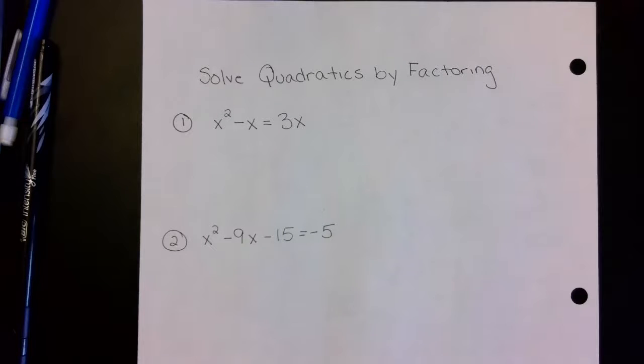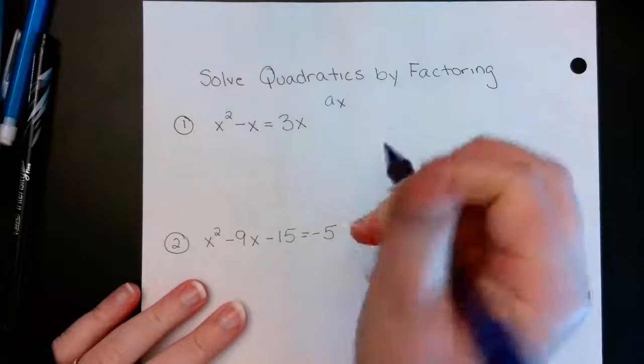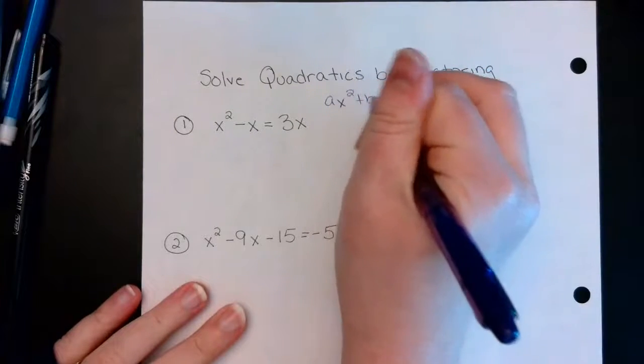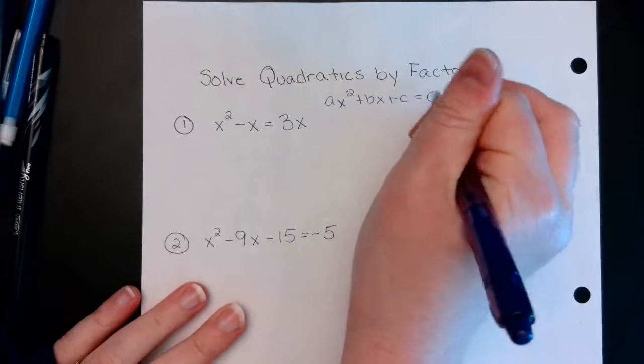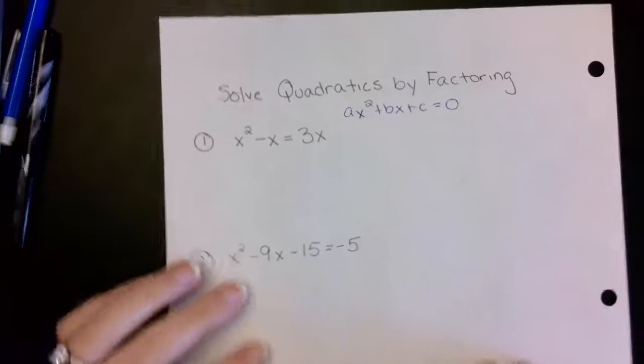Okay, last lesson you solved quadratics by factoring when it equaled 0. This time you're just going to have to move everything over so that it equals 0. So to solve quadratics, it always has to be ax squared plus bx plus c equals 0. If it doesn't equal 0, you just have to move everything over to equal 0. If you're still confused with putting things in standard form, just watch the previous video.